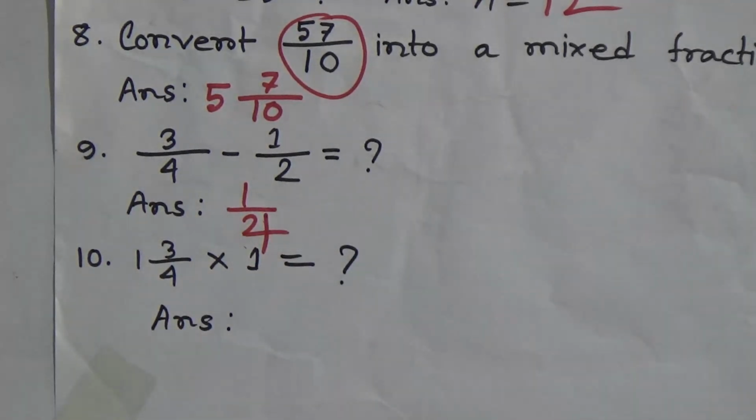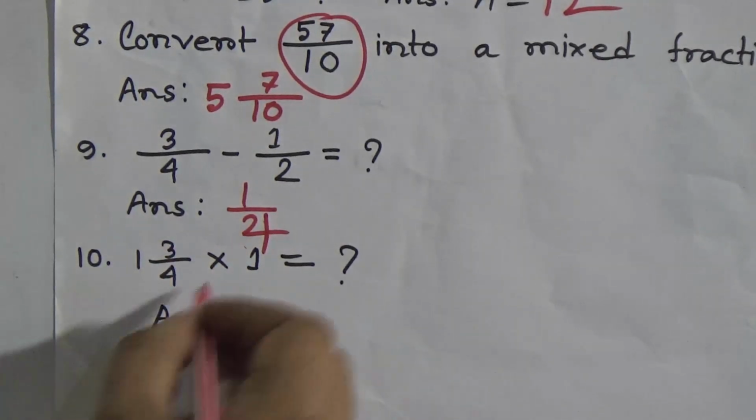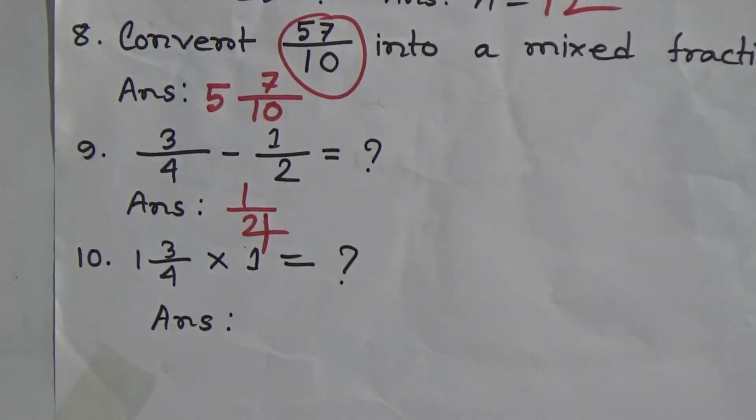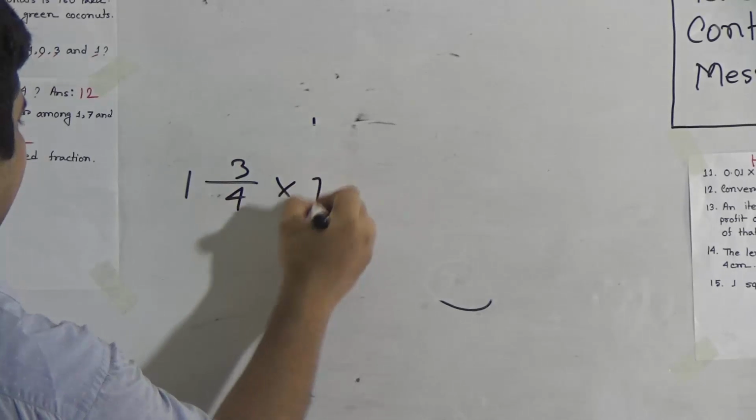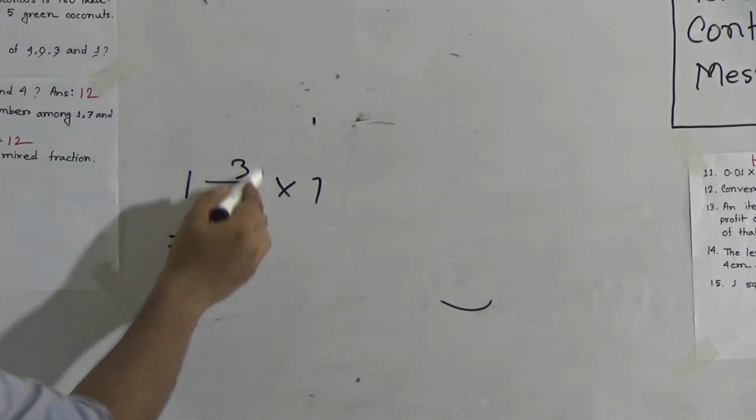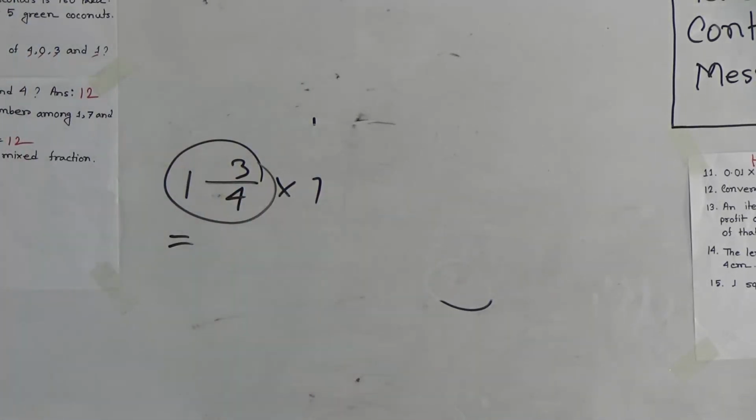Next, 1 and 3 by 4 multiplied by 1. Notice, 1 and 3 by 4 multiply 1. Here, this is a mixed fraction. At first we convert this mixed fraction into an improper fraction.